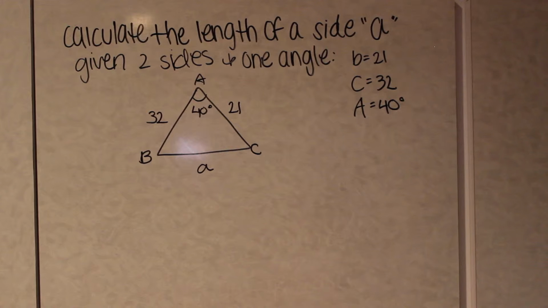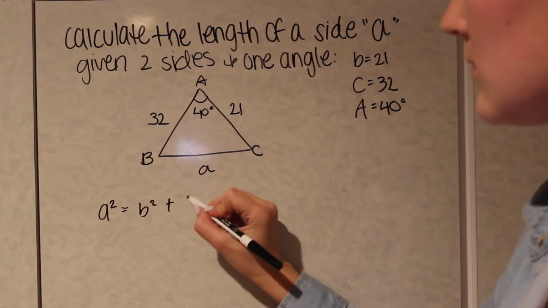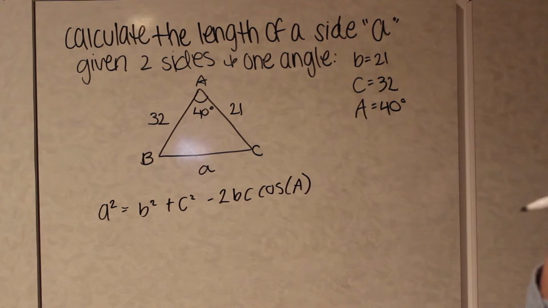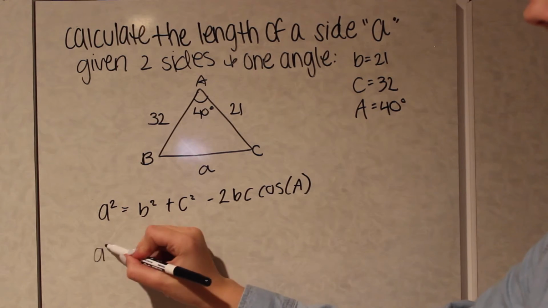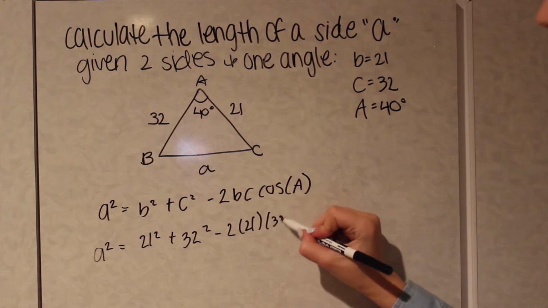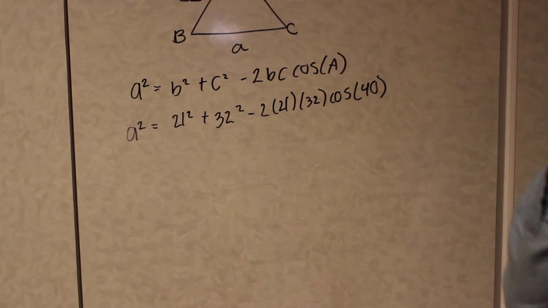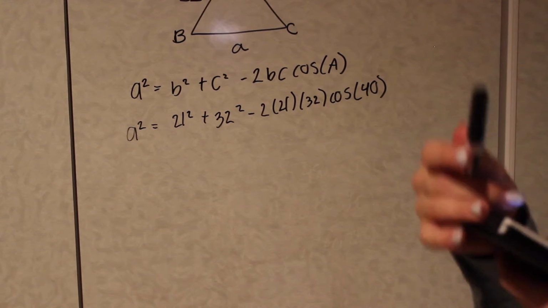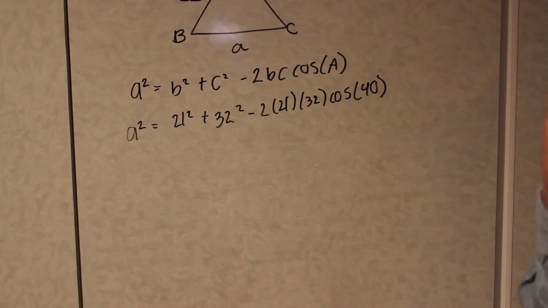sides and one angle. Side B is 21, side C is 32, and angle A is 40 degrees. So because we are looking for side A, we're going to have to set the equation equal to A squared. Next, plug in the measurements to their corresponding variable. So you put 21 squared in place of B squared, 32 squared in place of C squared, and replace 2BC with 2 times 21 times 32, and replace cosine angle A with cosine 40.